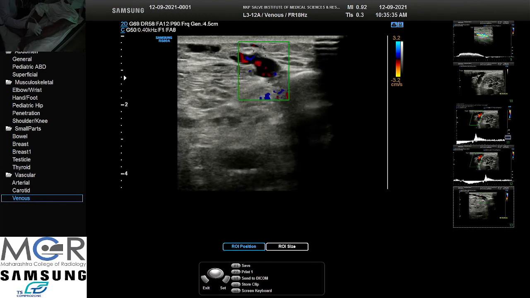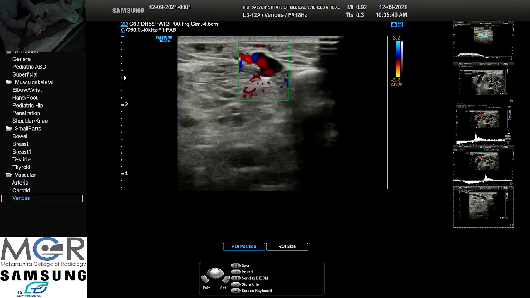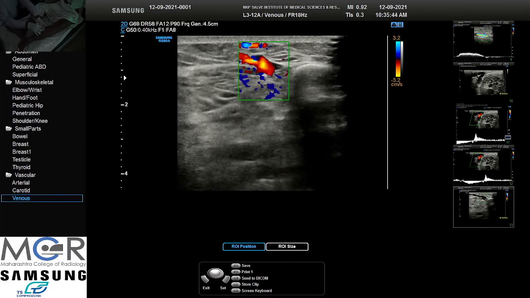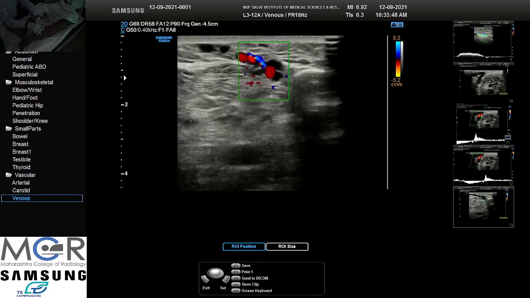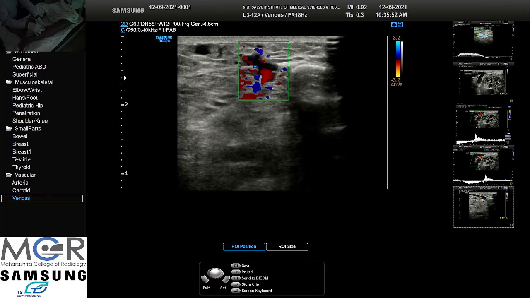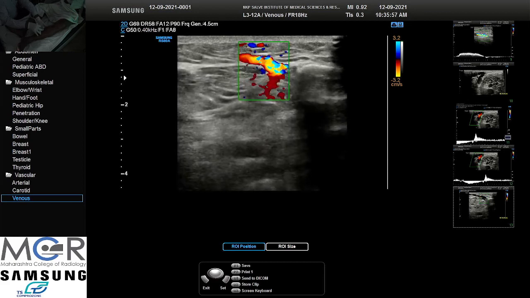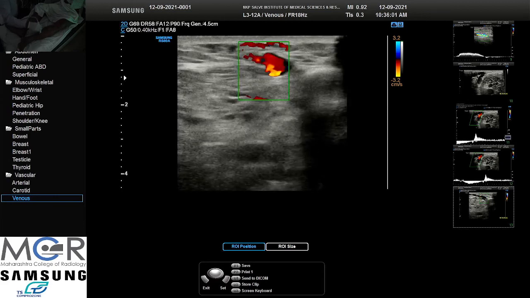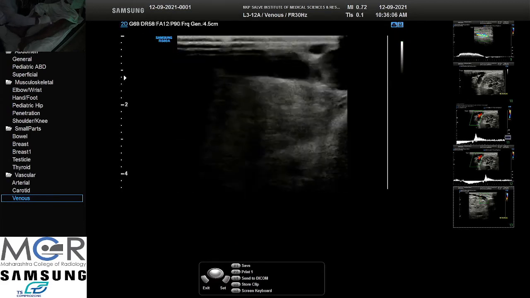So I will try a proximal compression here. Still the direction of flow remains same. Here the red is going down. If you see the spectrum on the side of the screen, red is going down, so it is going from superficial to deep. There is no reflux in both maneuvers, either proximal compression or distal augmentation. Still, because of its size, it is a significant perforator.